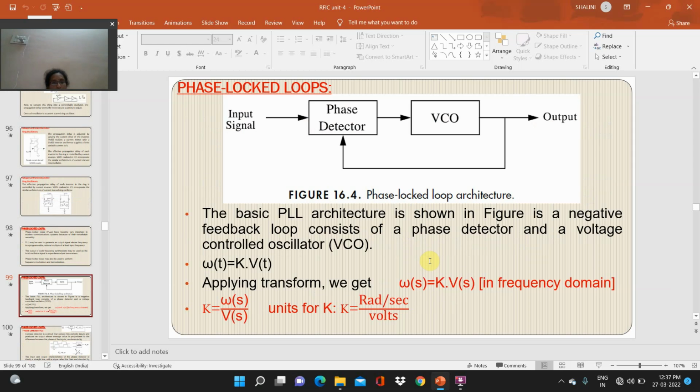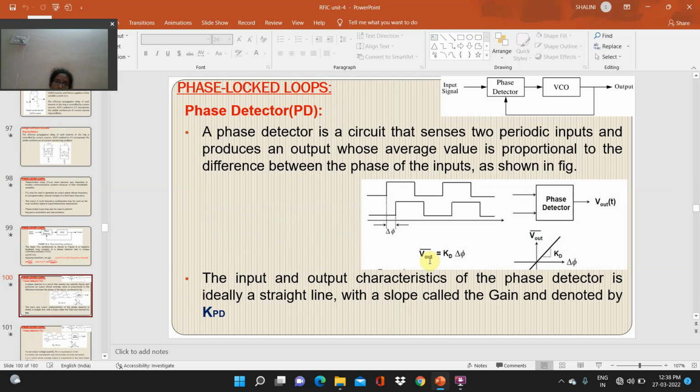The basic PLL architecture is shown in the figure. It is a negative feedback loop consisting of a phase detector and a voltage controlled oscillator. Omega of t is equal to K into v of t. Applying the transform, we get omega of s is equal to K into v of s. K is equal to omega of s by v of s. The units of K are radians per second per volt.